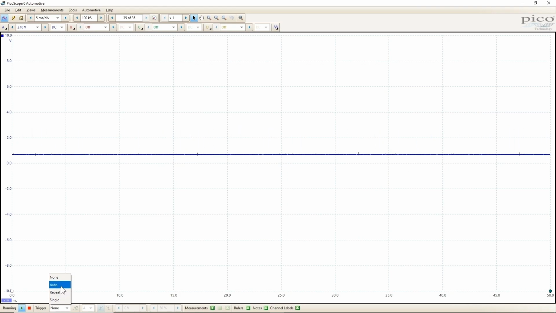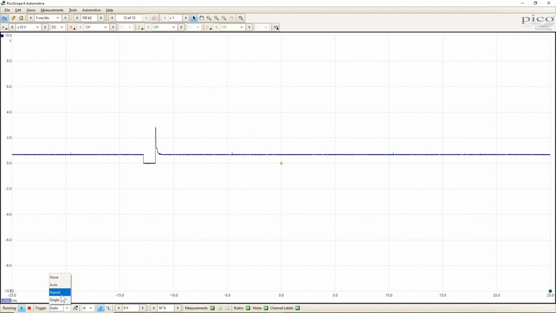And in auto, even if the signal's not crossing the threshold, it will continue to draw, just not at the same fast rate. Basically, auto can sometimes help you find where you want to put the trigger.